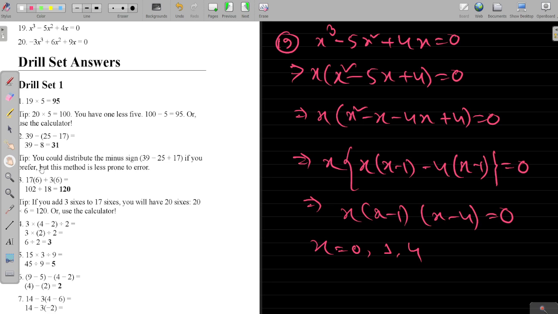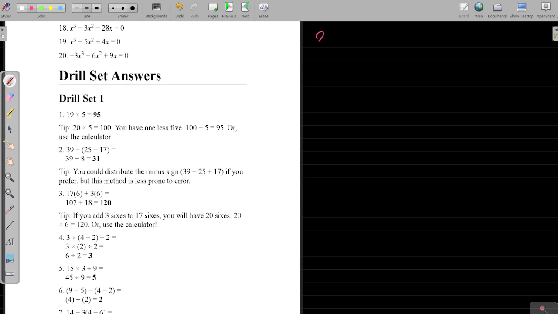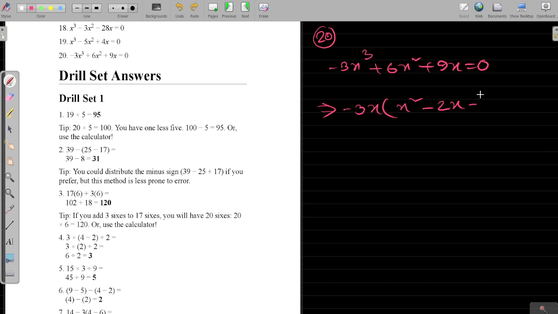Now I am going to solve number 20. Question number 20: minus 3x cube plus 6x squared plus 9x equals 0. So if I take common minus 3x, then I will get x squared minus 2x minus 3 equals 0. Then if I divide both sides by minus 3, then I will get x into x squared minus 2x minus 3 equals 0.